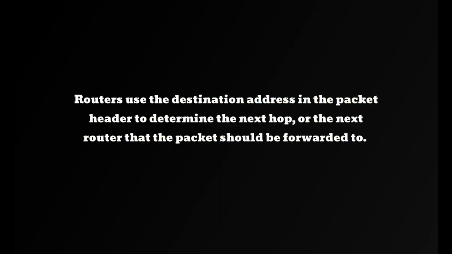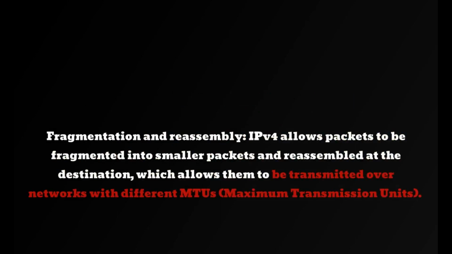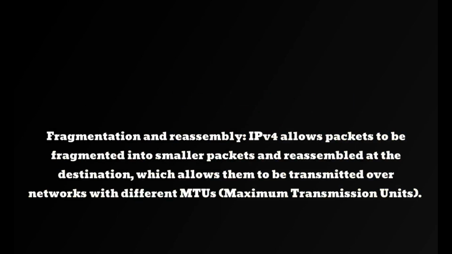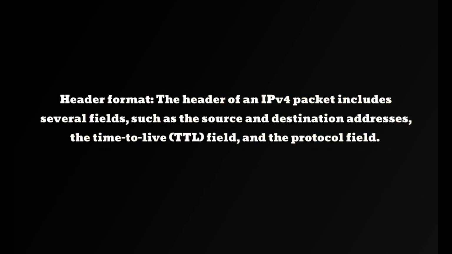Fragmentation and reassembly. IPv4 allows packets to be fragmented into smaller packets and reassembled at the destination, which allows them to be transmitted over networks with different MTUs, maximum transmission units. Header format. The header of an IPv4 packet includes several fields, such as the source and destination addresses, the time to live, TTL, field, and the protocol field.